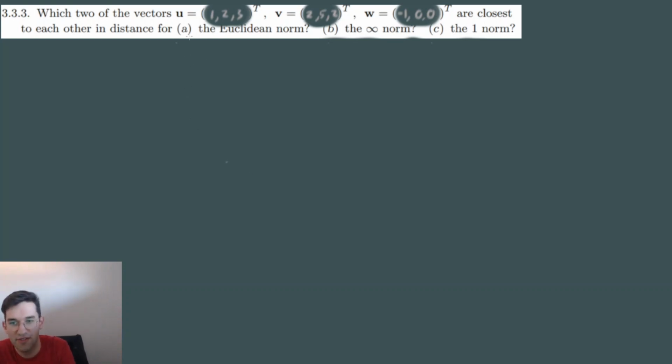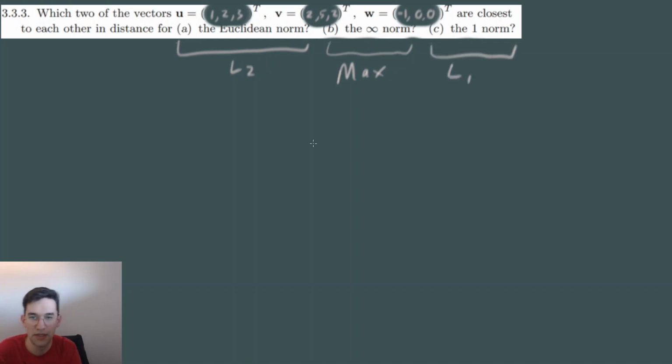So there are three different kinds of norms they're asking us for. The Euclidean norm, which is the traditional one, where you do the sum of the squares. So x squared plus y squared. You add them up, take the square root. That's related to the Pythagorean theorem. That is also called the L2 norm. Next we have the infinity norm. I think of it as the maximum norm. It's basically the L1 norm, but you just take the maximum value. And finally we have the L1 norm.